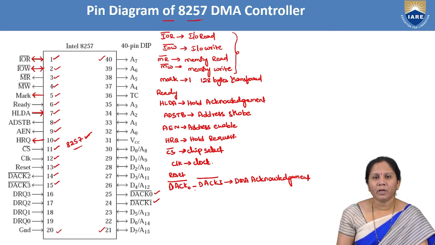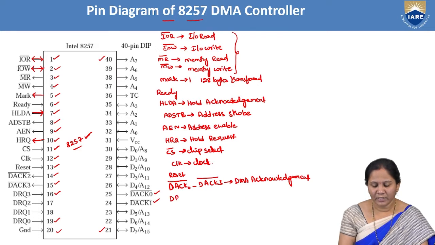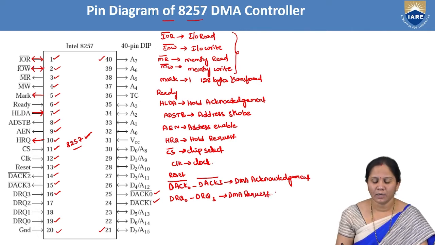Here 4 DMA acknowledgement signals will be there, and the next ones, from the 16th pin to the 19th pin, are DRQ0 to DRQ3. Okay, so these represent DMA request lines. So here we can observe 4 DMA acknowledgement signals and 4 DMA request signals.